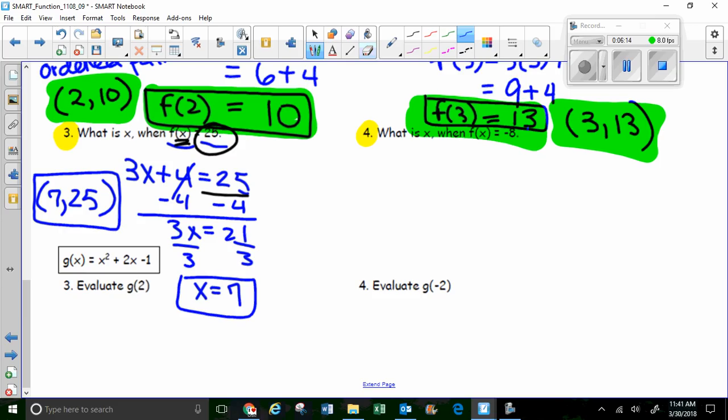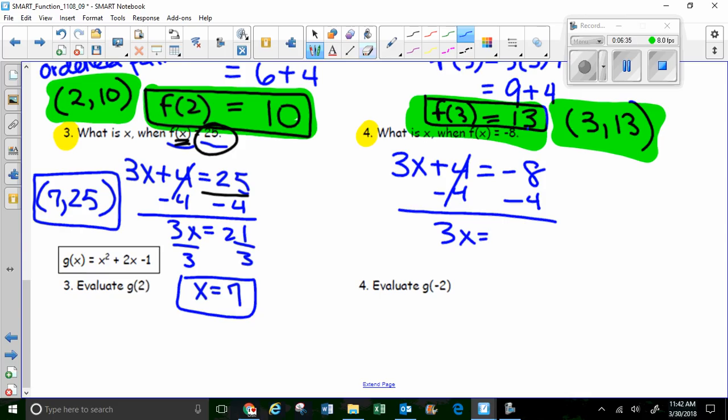All right, so let's try this again. Look at number 4. Is -8 an input or an output? Well, it's on the outside of the parentheses, so that is an output. So I'm going to set my function 3x plus 4 equals that, and solve. So subtract 4 on both sides.